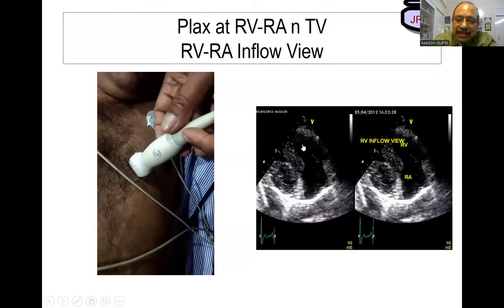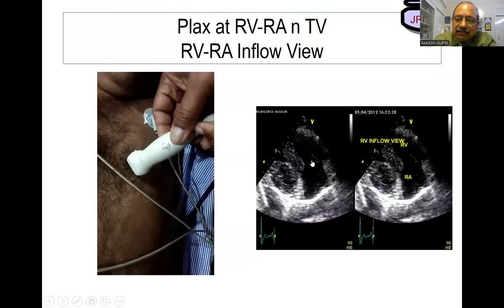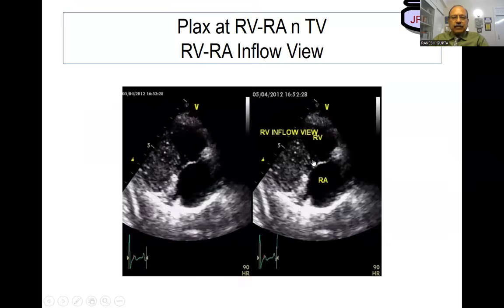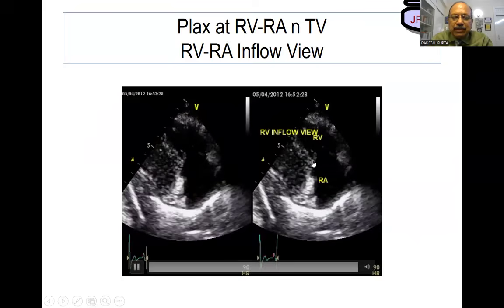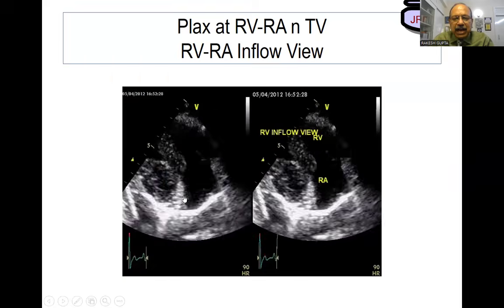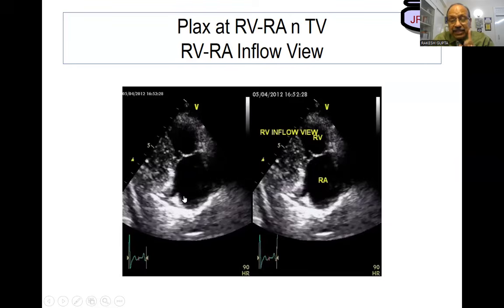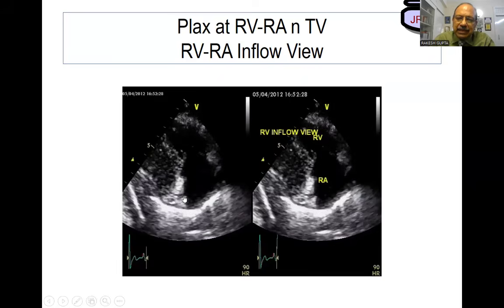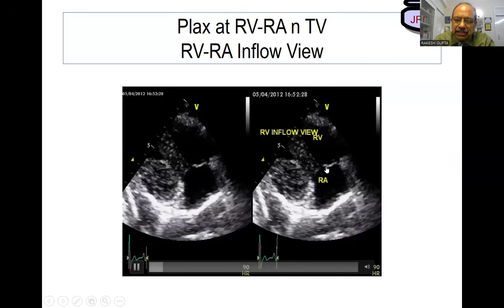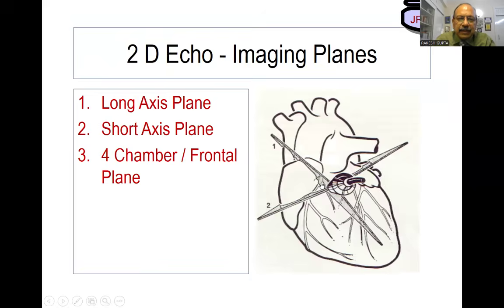Here is the RA, here is the RV, and here is the tricuspid valve. Now you can see this movement. Here is the RA, here is the RV, and here is the coronary sinus draining into the RA in this RV inflow view. We are doing the same thing at the parasternal window only. What makes it important? We can get a very good tricuspid regurgitation jet from this view. We are right parallel to the Doppler flow across this.